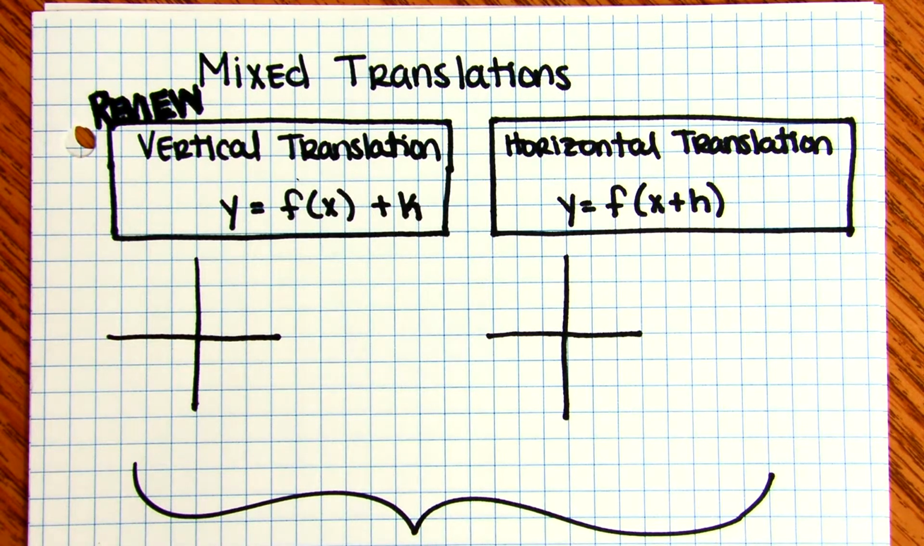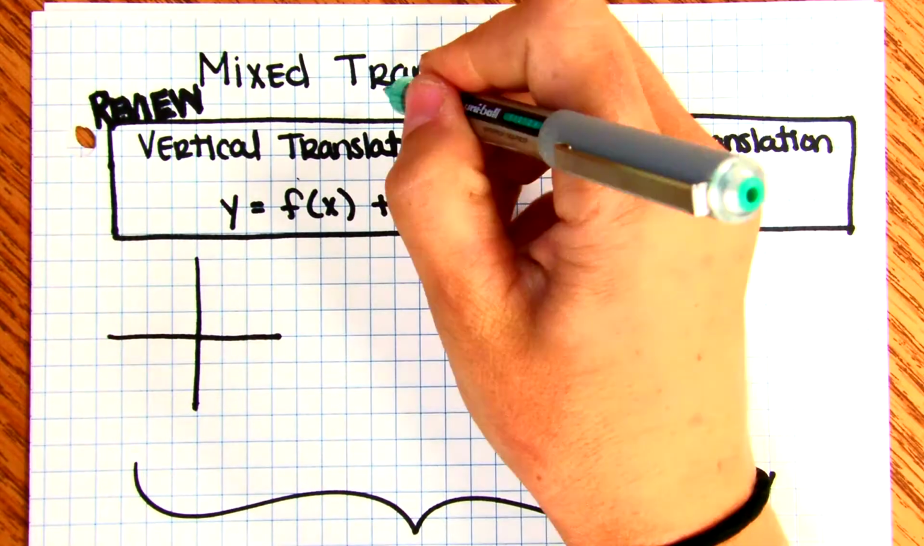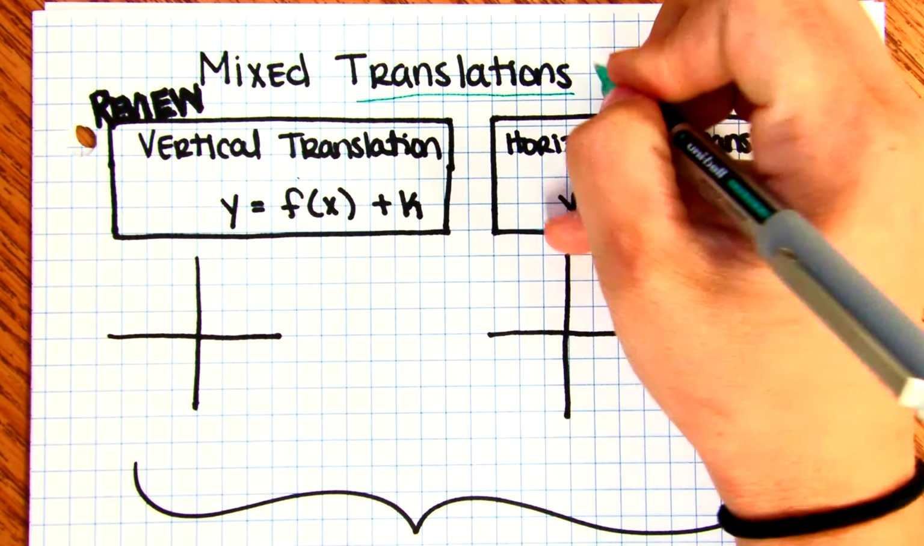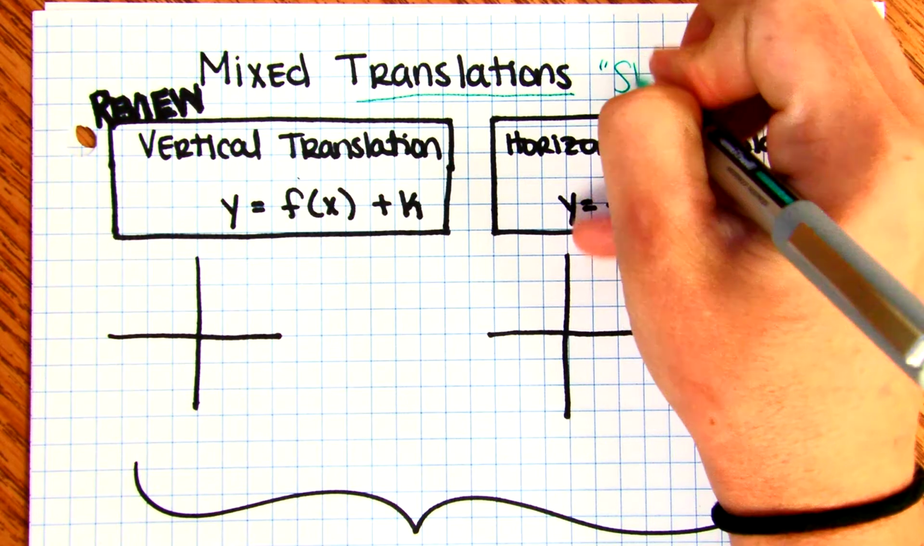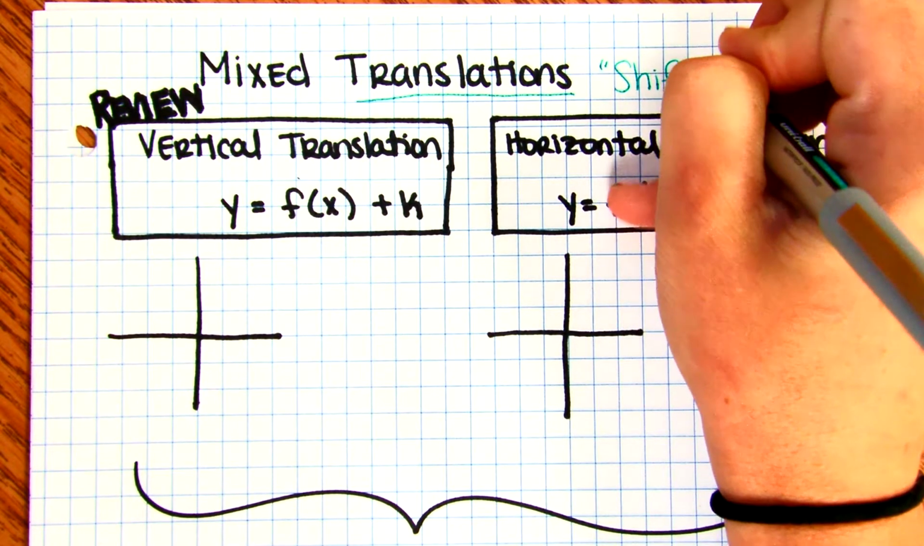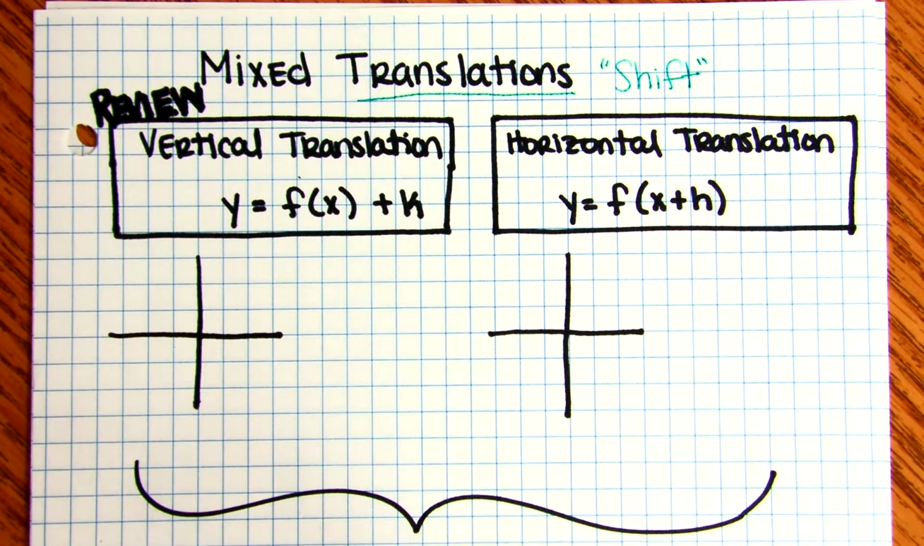All right, so we are going to review some mixed translations where we're going to be translating things both up and down and left and right at the same time. Quick reminder, translation, another word for that would be a shift. So shifting things or moving things left, right, up, and down.